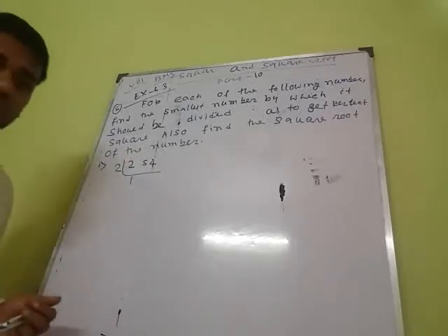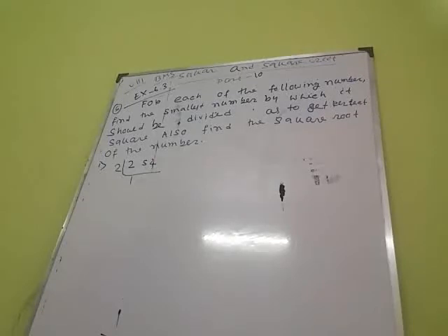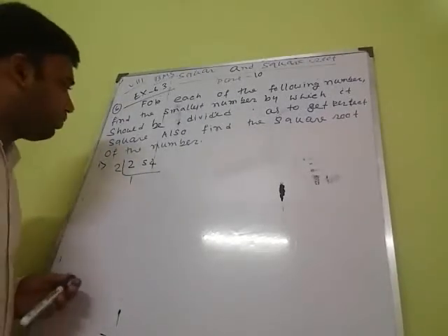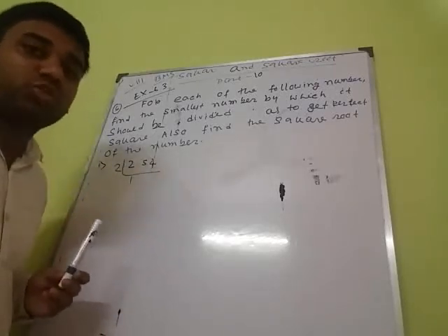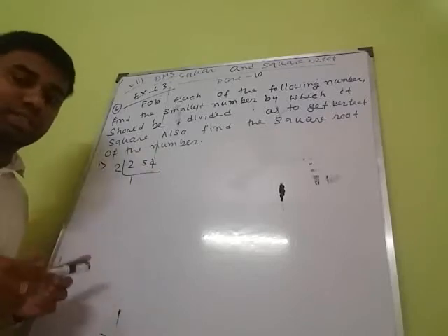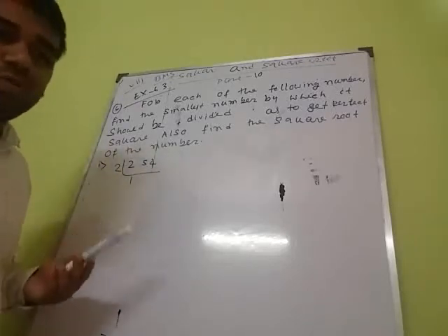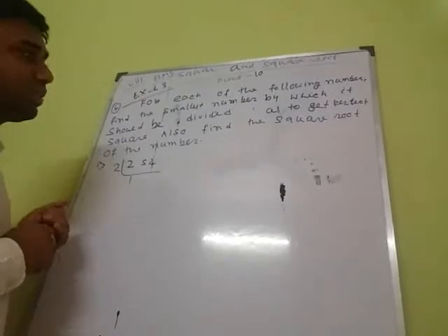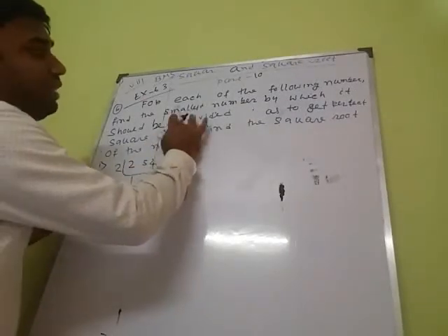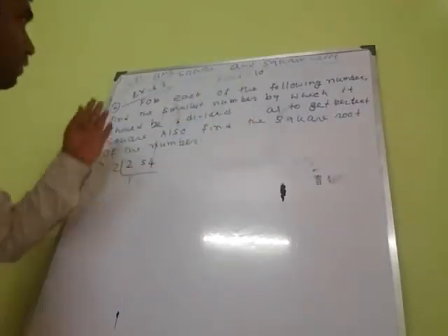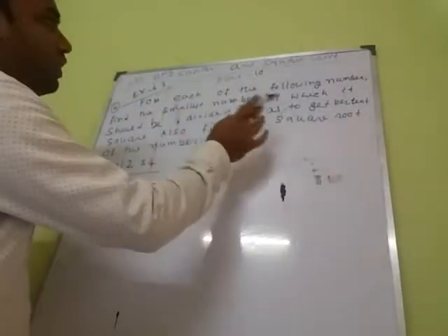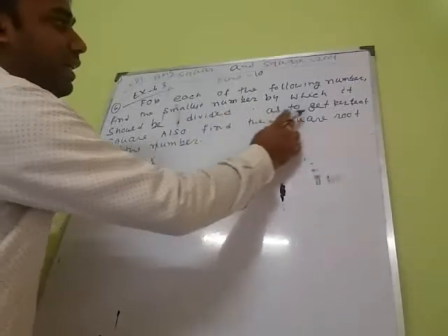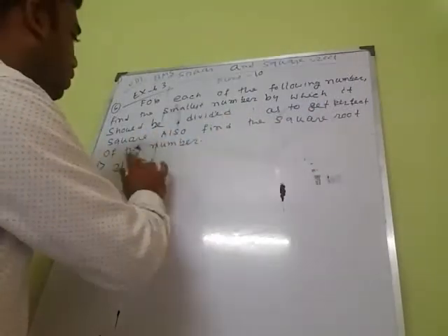Students, in this video we will solve question number 6 of exercise 6.3 of the chapter Squares and Square Roots. In the previous sum, question number 5, we did a similar type of sum, but we multiplied. I am reading the sum: for each of the following numbers, find the smallest number by which it should be divided so as to get a perfect square number. Also find the square root of the number.